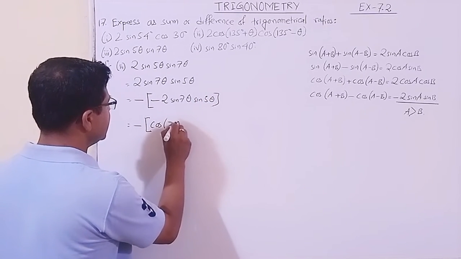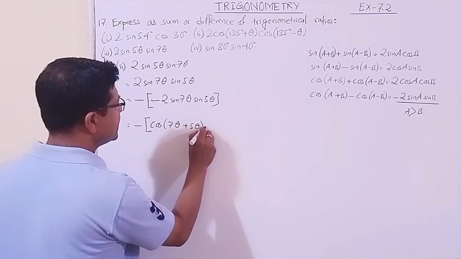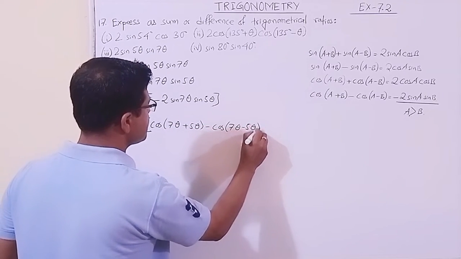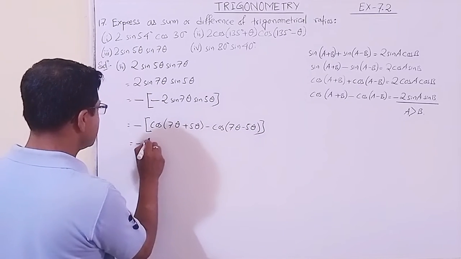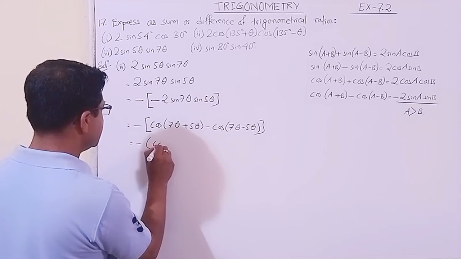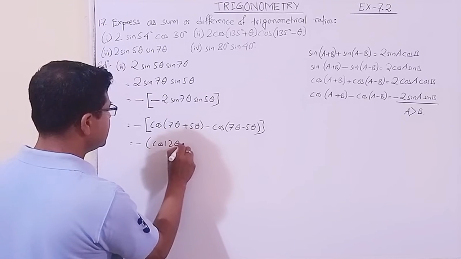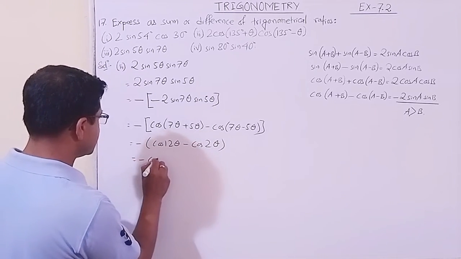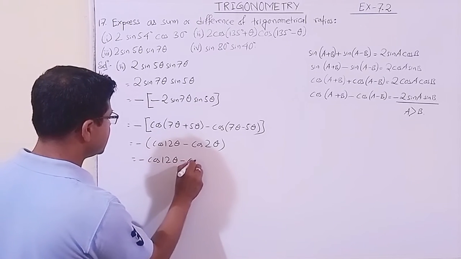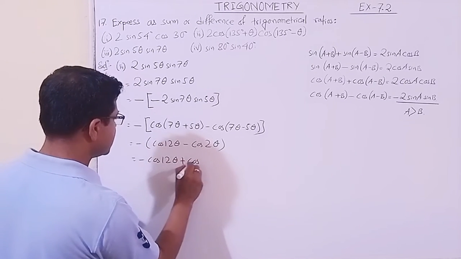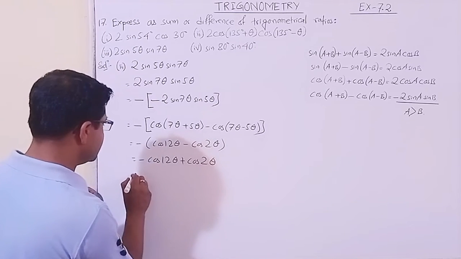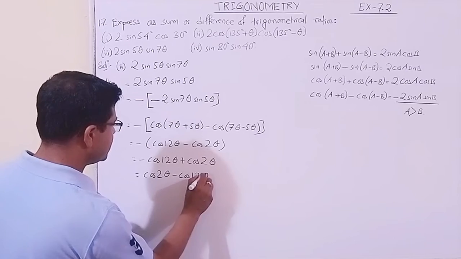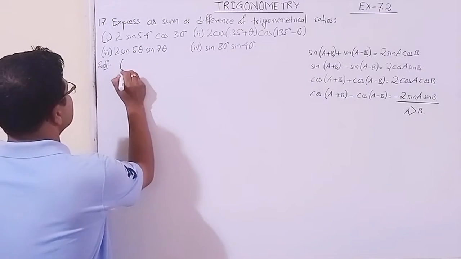Cos of A plus B minus cos of A minus B. Then this is cos 12 theta minus cos 2 theta, minus cos 12 theta plus cos 2 theta, or we can write in this way also, cos 2 theta minus cos 12 theta. Is it okay? Now let us take number 4.